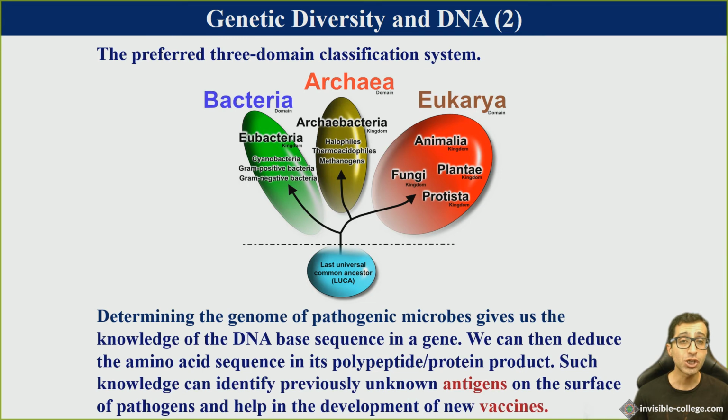So determining the genome of pathogenic microbes gives us the knowledge of the DNA base sequence in a gene. We can then determine the amino acid sequence in its polypeptide or protein product, and that kind of knowledge can identify previously unknown antigens on the surfaces of pathogens, which in turn can allow us to develop things like new vaccines.